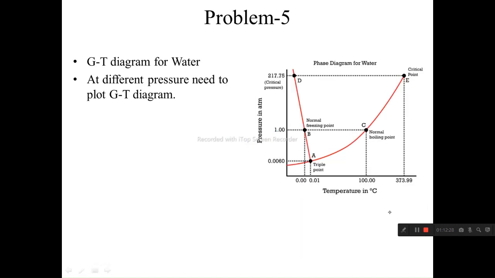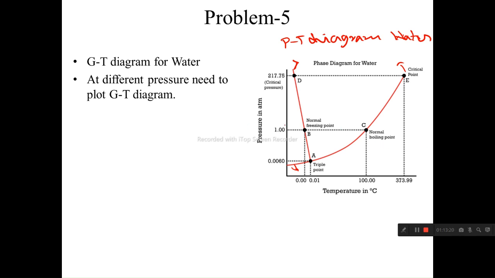Next one is a very important example, and this is asked many times in the papers. So this is the water phase diagram, the PT diagram of water. So these lines are explained on the basis of the Clausius-Clapeyron equation.